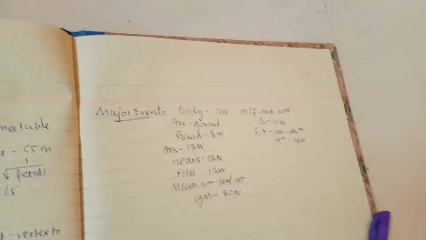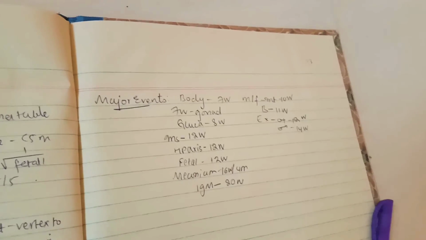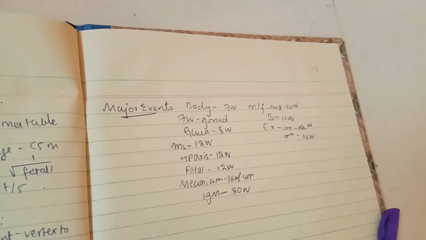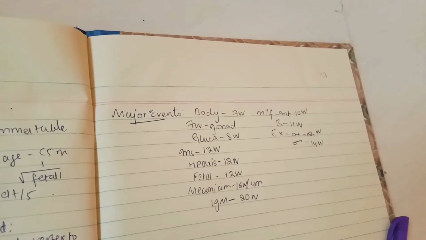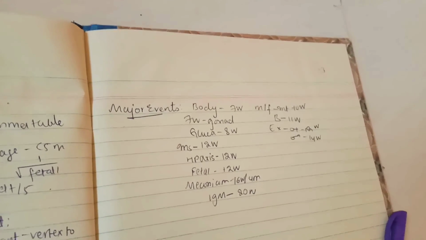And next, you have IgM and albumin. Both of these will not cross the placenta, whereas IgG is transported to the fetus at 16 weeks. Surfactant production begins at 20 weeks, which is present in amniotic fluid at 28 weeks.